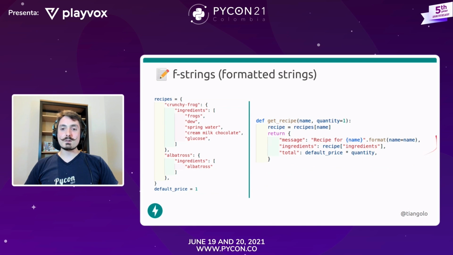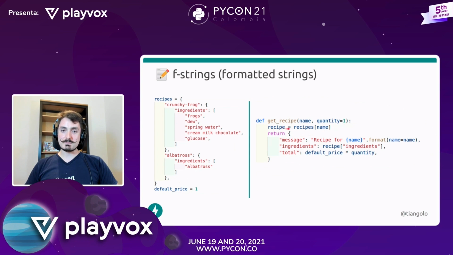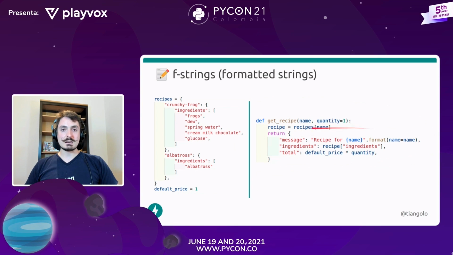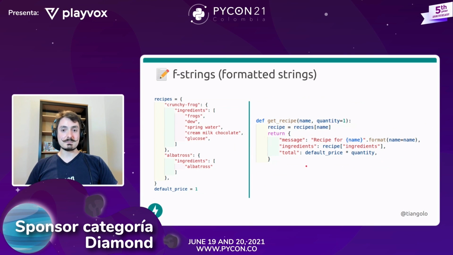And now we have here a function that will give us some information about some specific recipe. This function getRecipe takes a name and takes a quantity, and the quantity has a default value of 1. What we are doing is extracting one recipe by the name, and then we are returning some information here in a dictionary about that specific recipe.